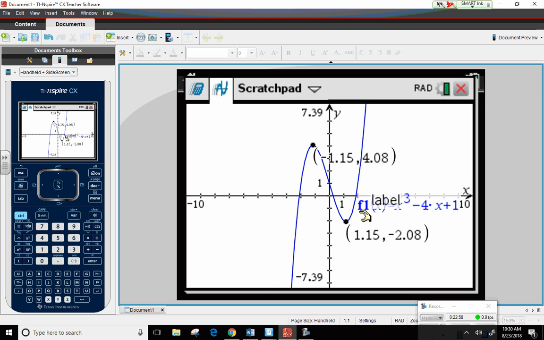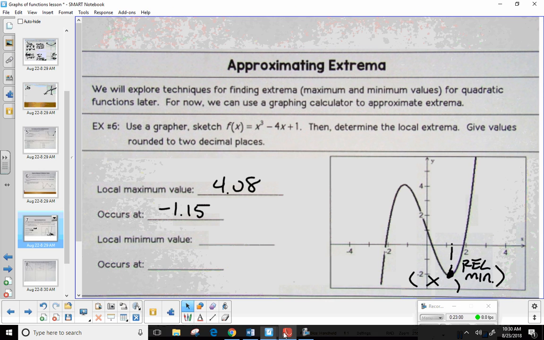-2.08. And it occurs at 1.15. Okay, so -2.08. It occurs at 1.15. Okay, and that's all you got to do. That's all we can do right now.